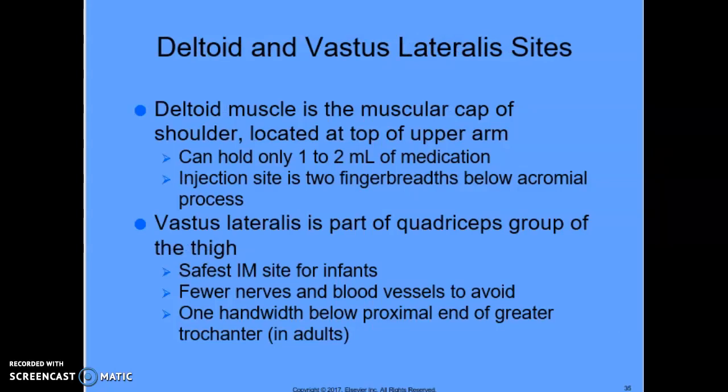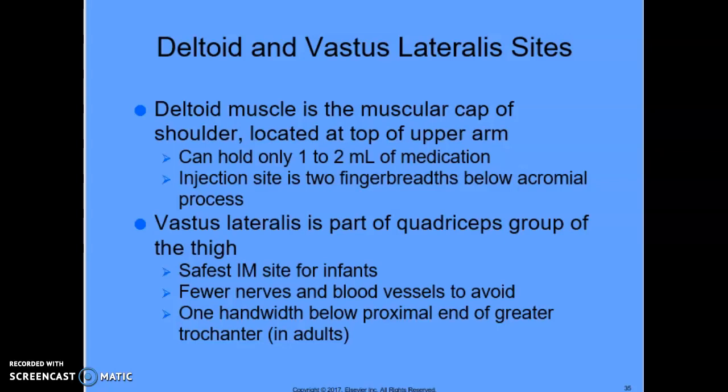So the deltoid muscle is the muscular cap of the shoulder. It's located at the top of the upper arm, and it can hold only 1 to 2 milliliters of medication. I want you to remember that. So the deltoid can hold only 1 to 2 milliliters of medication. The injection site is 2 finger breadths below the acromial process. And we'll talk about what that looks like, and we'll be practicing that on each other.